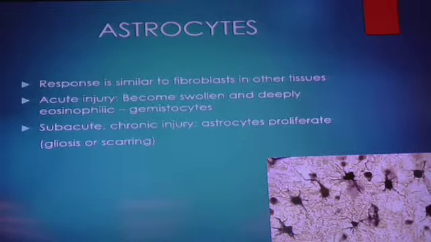So the other thing, sort of similar to fibroblasts, when you have scarring, when you have chronic injury to areas of the brain, the astrocytes start to proliferate and they form what is called a scar or gliosis. So two things you have to know about astrocytes: when they swell or undergo acute injury, they're called gemistocytes. When they start scarring or proliferating, they're undergoing gliosis, or another term is scarring.